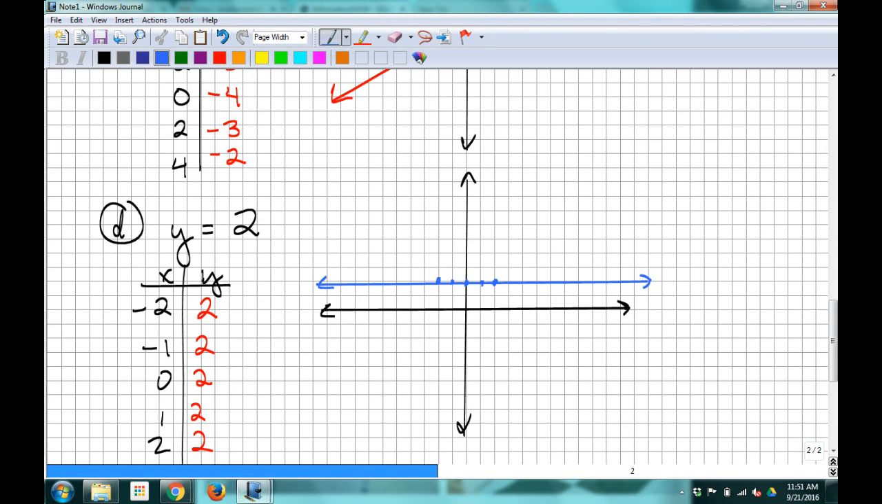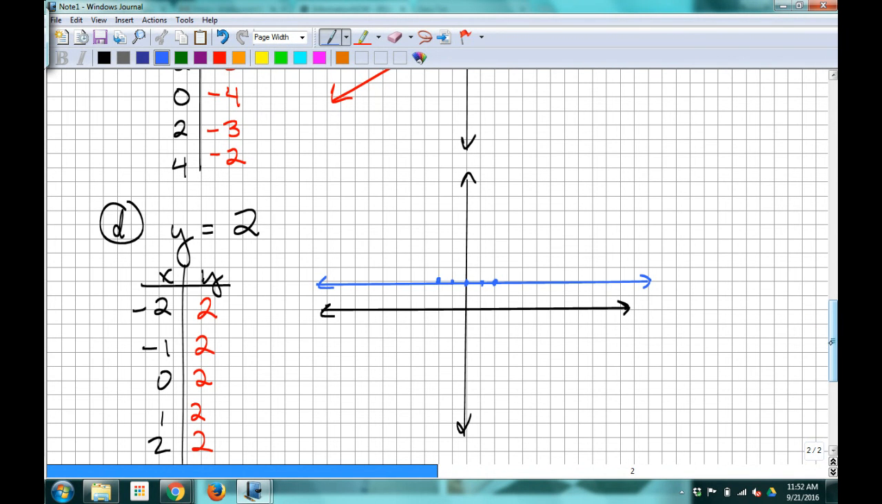So you could skip making the table that we did here. If it's y equals 2, there's going to be a line at y equals 2 straight across. If it was y equals -5, you'd go down here to -5 and put a line straight across. Anytime it's y equals a number, it's going to be a horizontal line. There can't be an x in the problem. As long as it's y and just a plain number, it's a horizontal line at that number on the y-axis. Always.